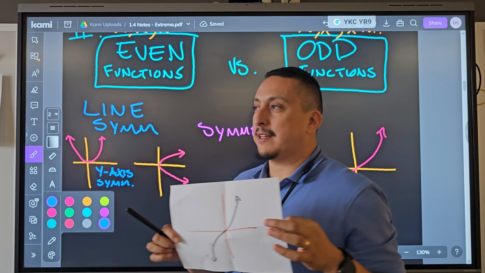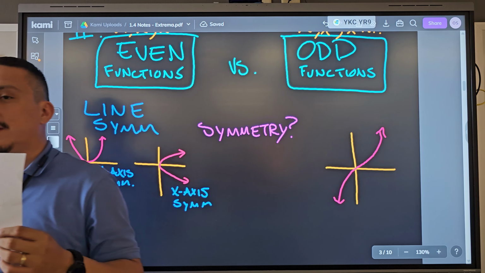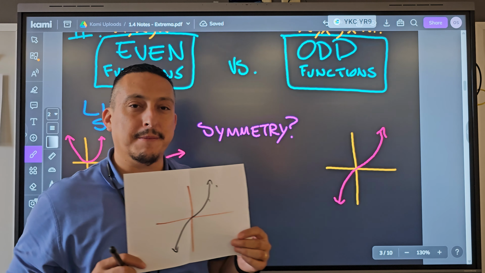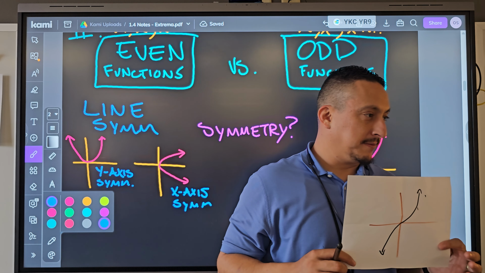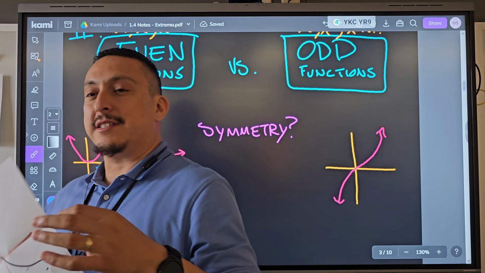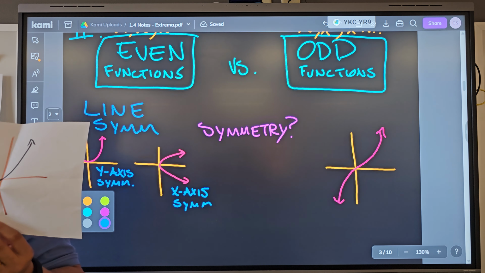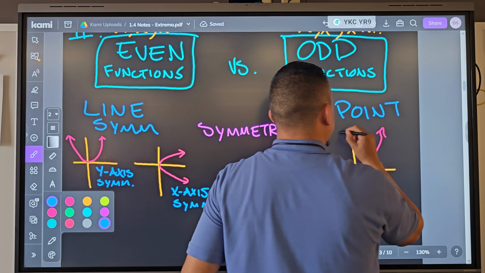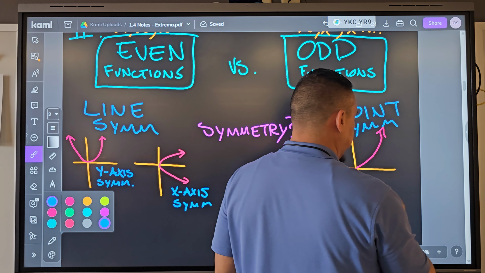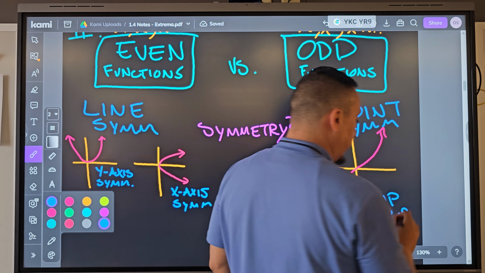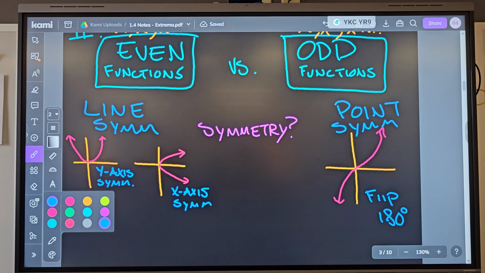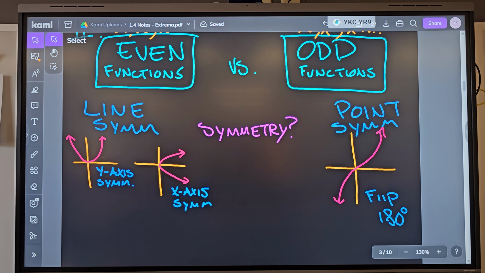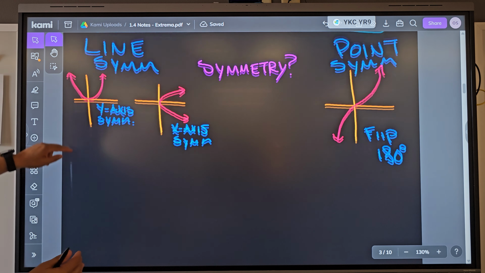So if I flip this upside down, did it change? No. It's the same. That's called point symmetry. If you flip it upside down and it's the same exact thing, that's called point symmetry. What we did there is we just flipped it upside down, so 180 degrees. It really does help to just draw it and flip it if you have a hard time visualizing. Is that all right, guys?